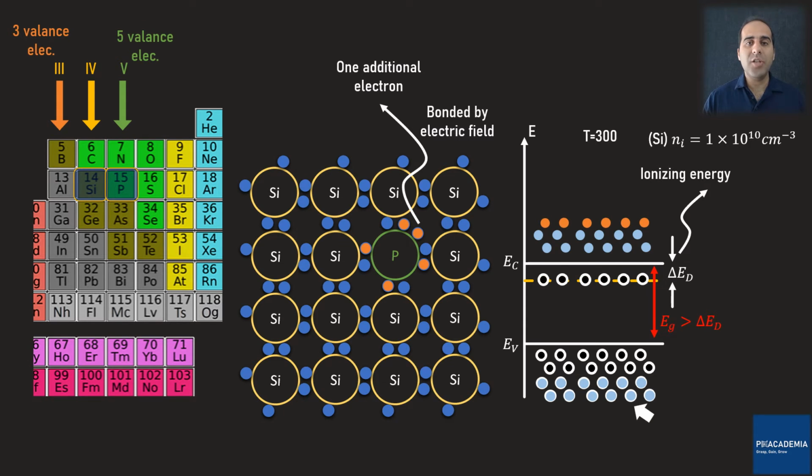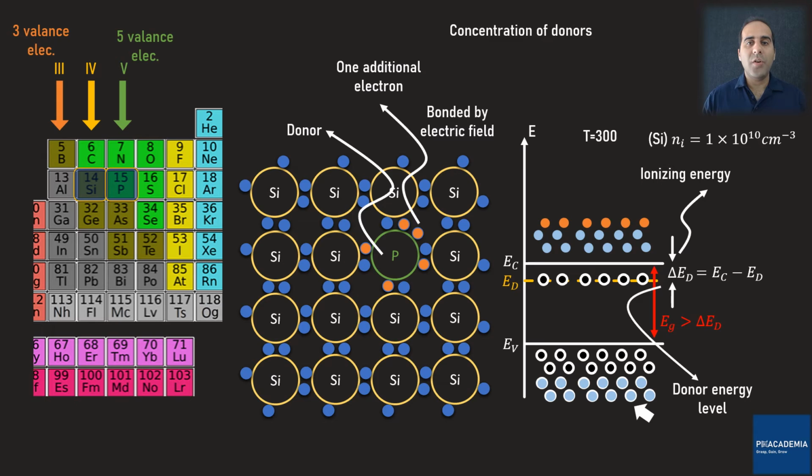Since in this case each phosphorus atom is donating 1 electron, we call the phosphorus atoms donors, and this energy level is called the donor energy level and is shown by E_D. Delta E_D is the difference between E_C and E_D. Because each donor atom is losing an electron, it becomes a positive ion. This is why delta E_D is sometimes called ionizing energy.